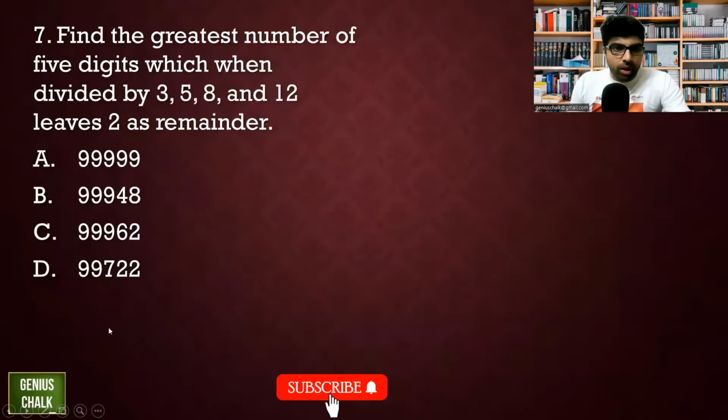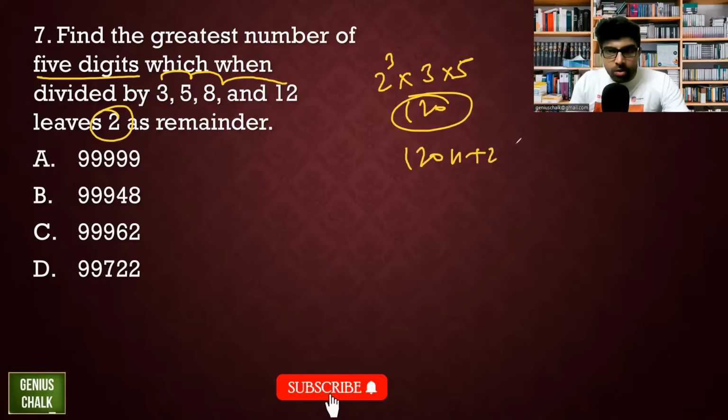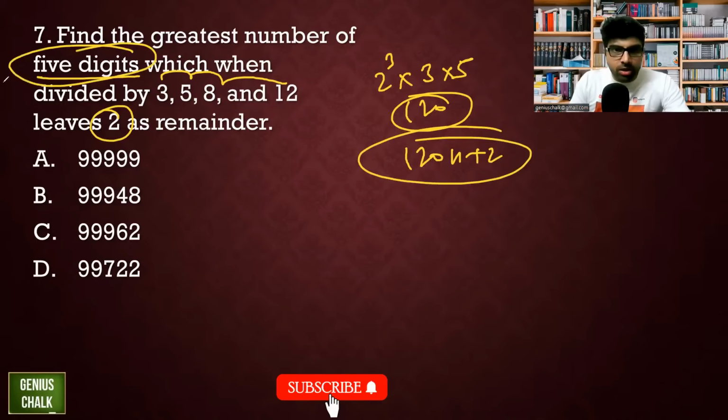All right. What is the greatest number of 5 digits divisible by 3, 5, 8 and 12 that leaves 2 as the remainder? So this is 2 to the power 3 and 3 is there highest, then 5 is there. So 8 3s are 24, 5s are 120. Now 120n plus 2, this must be the form. And it has to be the greatest number of 5 digits.